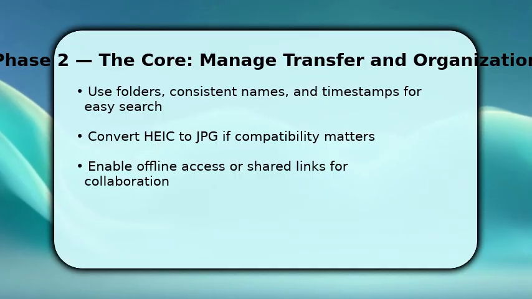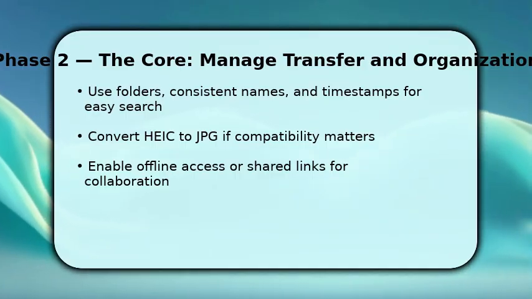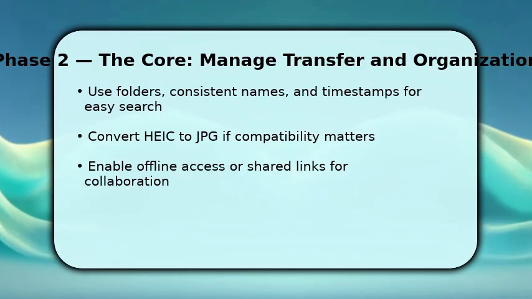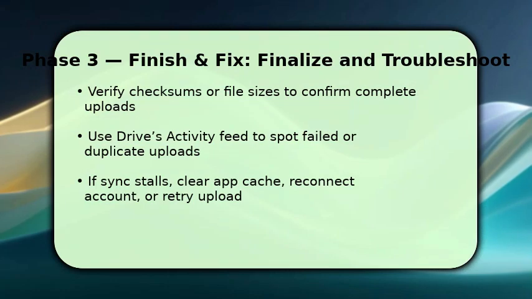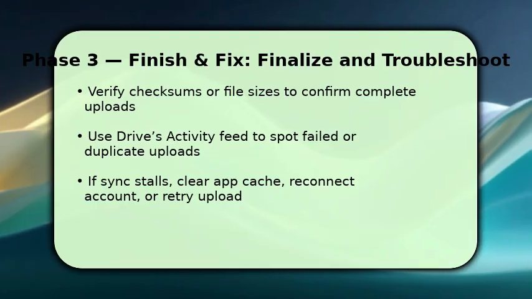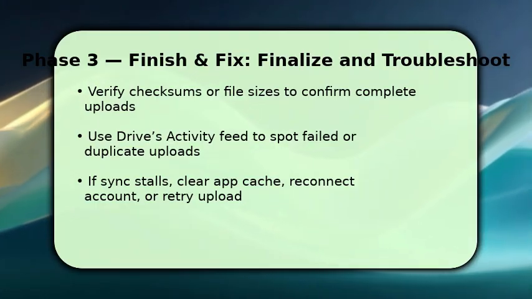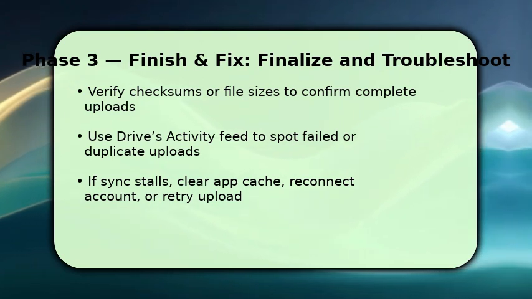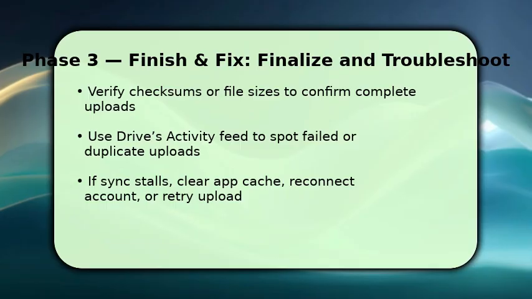Once done, set permissions: private, shared link, or specific people, and consider enabling offline access for key albums so you can view them. Finish by validating your upload. Compare file sizes and do a quick visual check in Drive. Use the activity feed to catch failed transfers or duplicates and tidy up with bulk moves or renames.